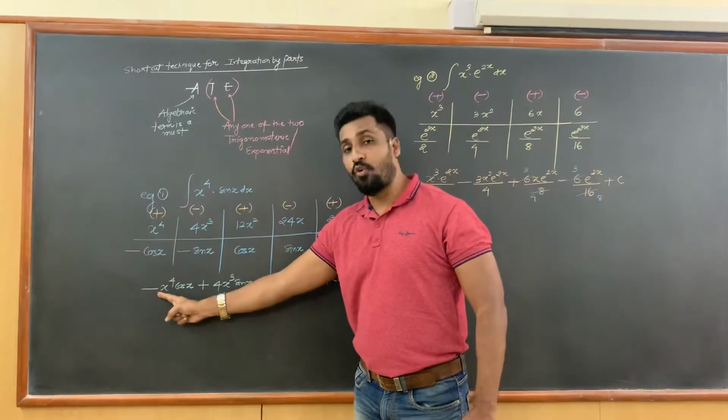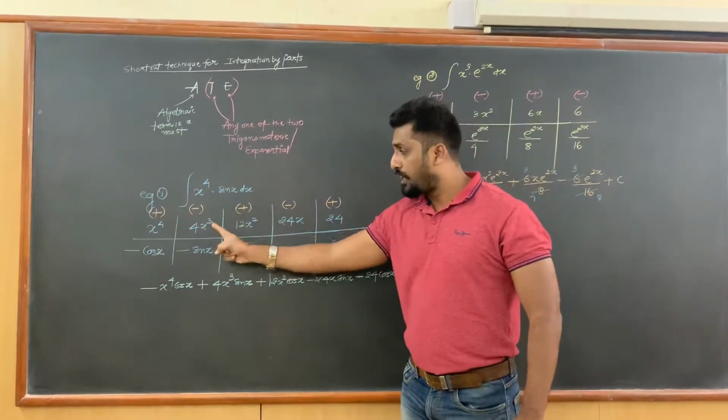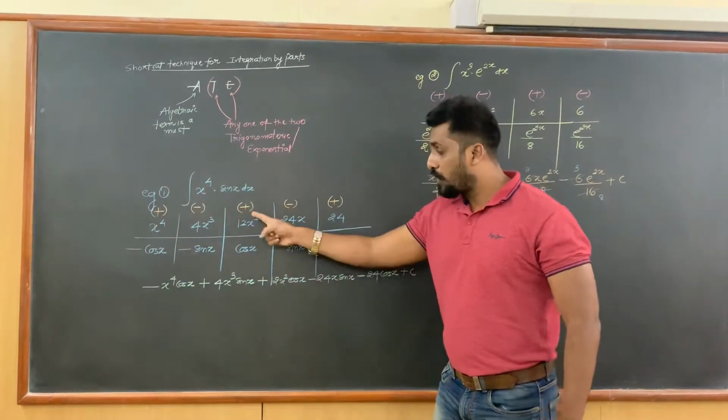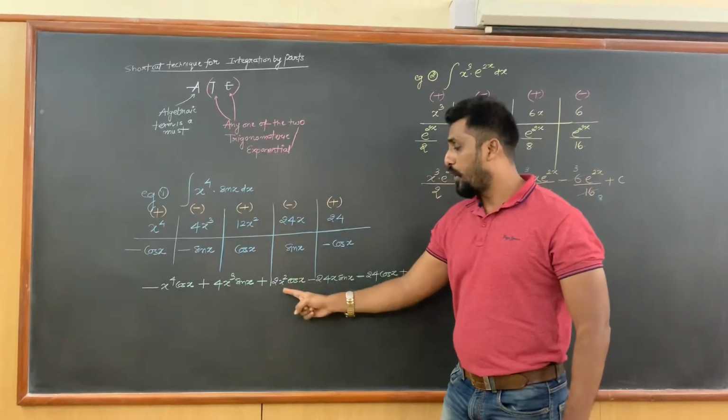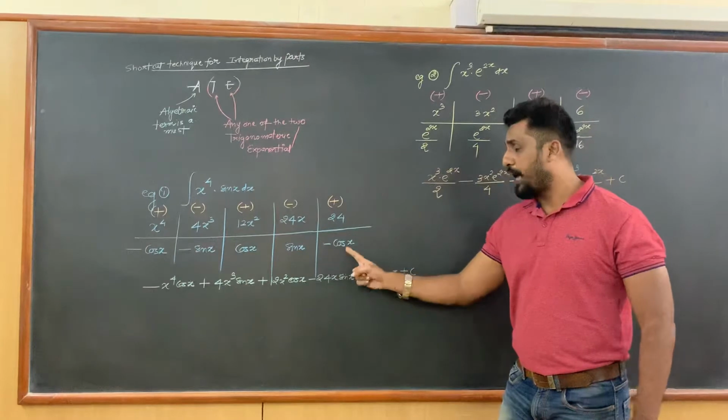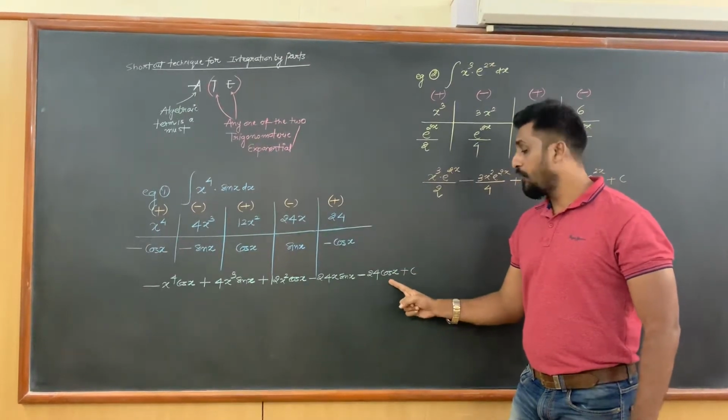You get minus x raised to 4 cos x. Then there is minus 4x cube into minus sin x. That will give me plus 4x cube sin x. Then there is plus 12x square into plus cos x. You get 12x square cos x. Minus 24x sin x and plus 24 into minus cos x will give me minus 24 cos x.